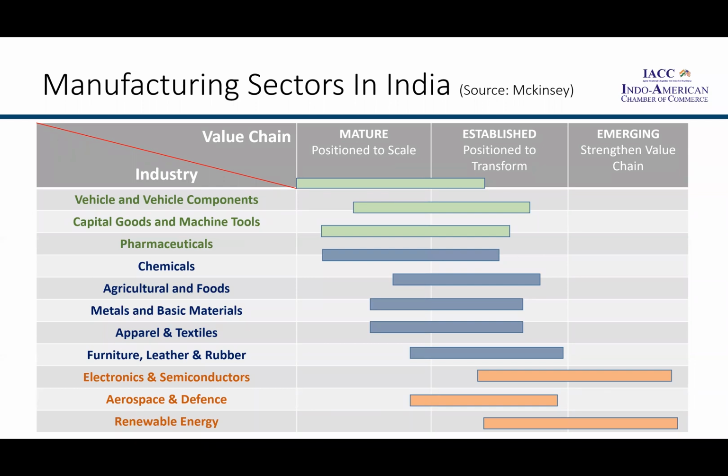The government has identified about 24 key sectors in manufacturing for the future focus. And the figure over here illustrates some of them, approximately 11 sectors. As you can see at the top, sectors like vehicle and vehicle components, or the auto segment, capital goods and machine tools, and pharmaceuticals are fairly mature, while others are relatively emerging.